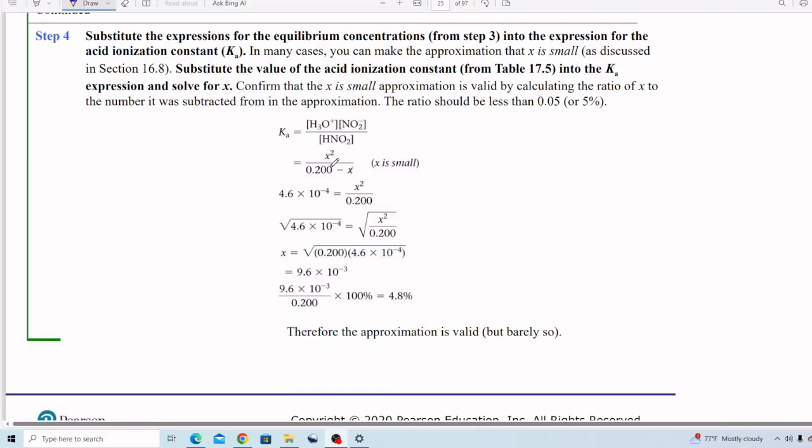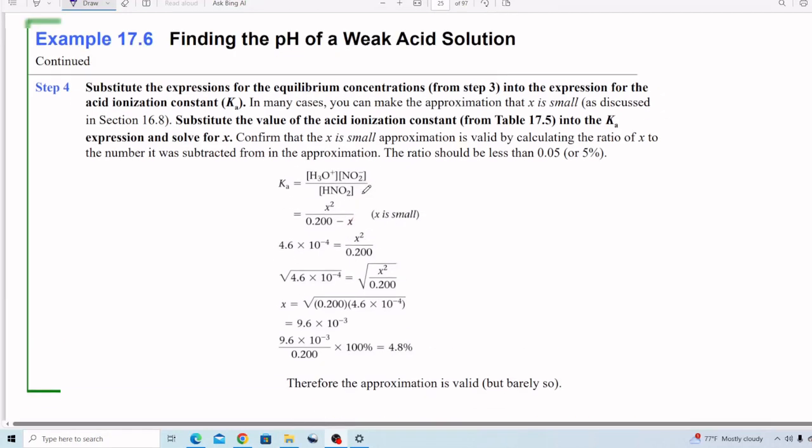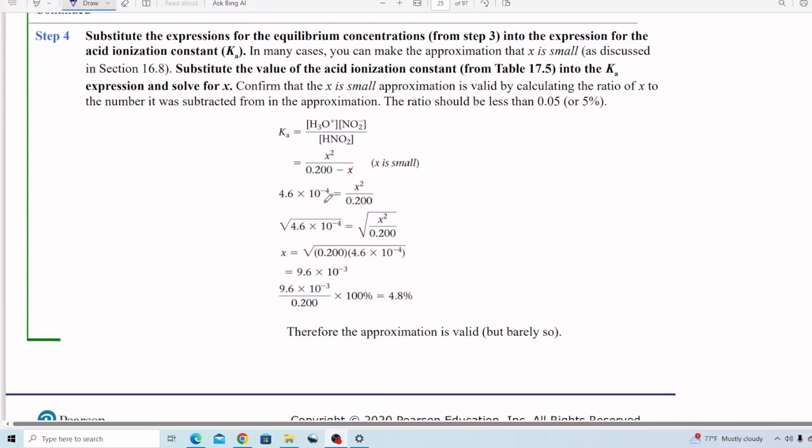So we can assume that X is small because the Ka for this acid is 10 to the minus 4. Well, that might not really be true because 10 to the minus 4 is a pretty big Ka. So we're just going to go ahead and make that assumption here and then check to see if the X is small approximation is valid. Okay, so if we assume X is small, that gives us X squared over 0.200 is equal to the Ka.